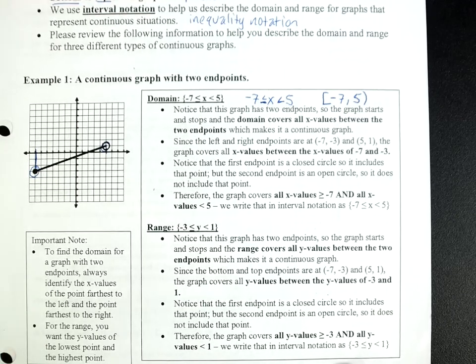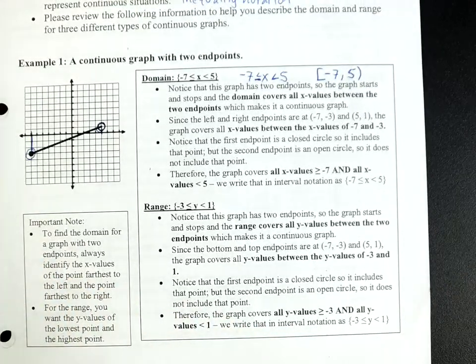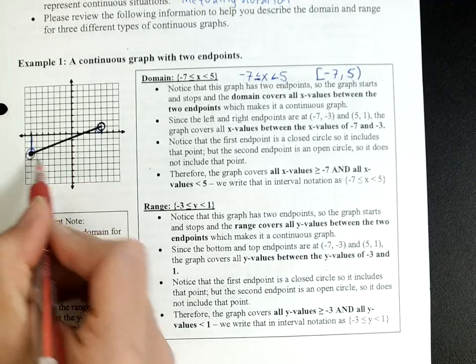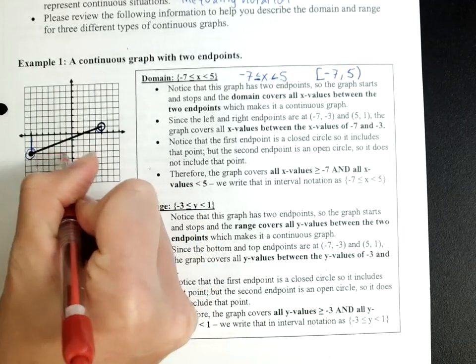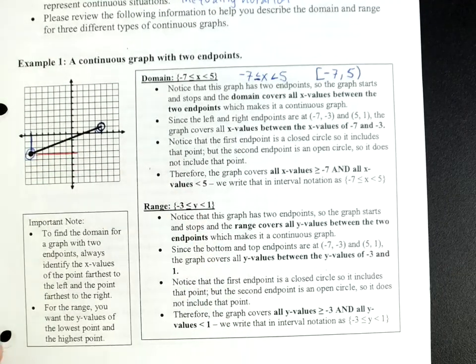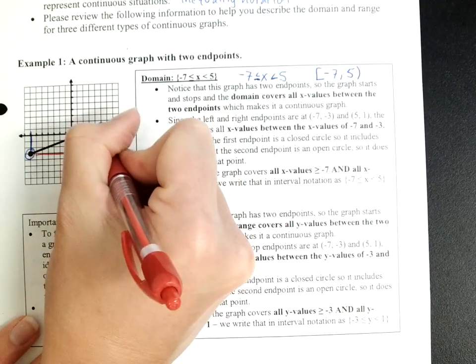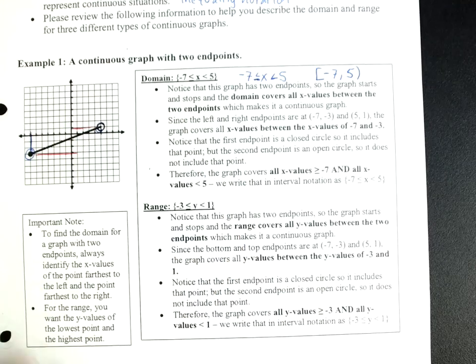We could do the same thing for our range. So looking at the range of this graph, again, I would like to start at the bottom. Well, this point is the lowest. Looking at my y value there, that's a -3. This point is the highest. Looking at my y value there, that's a 1.